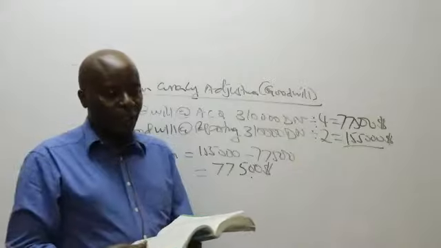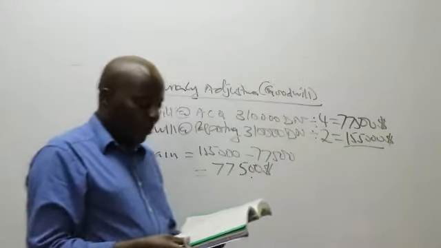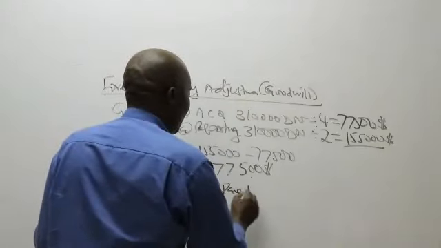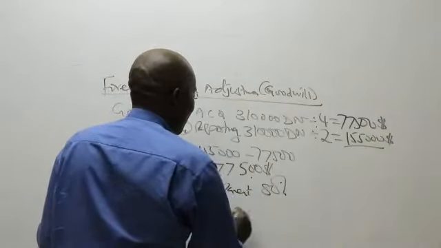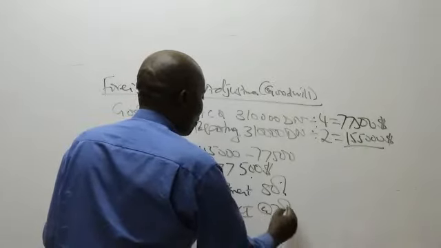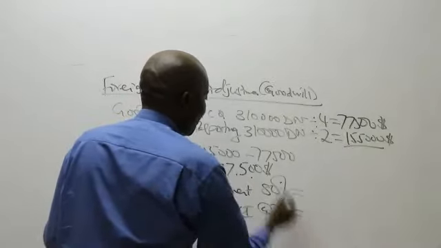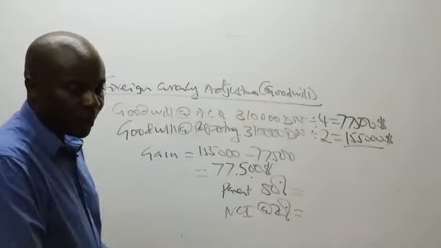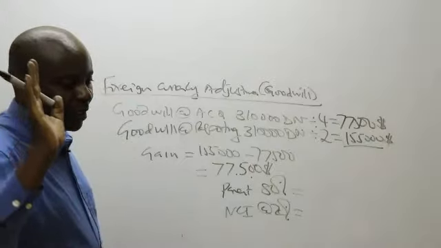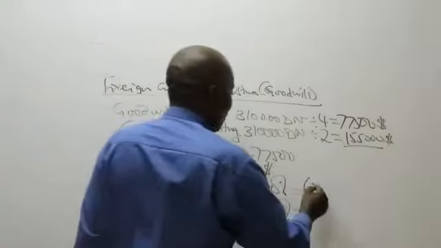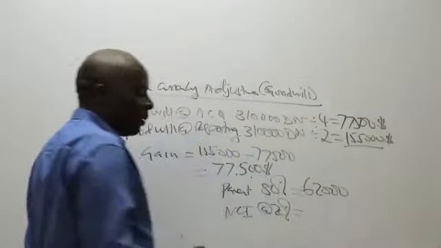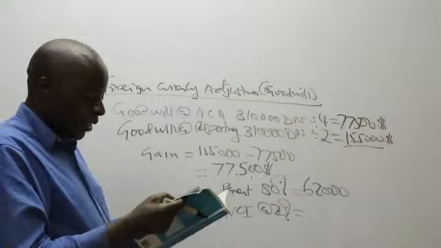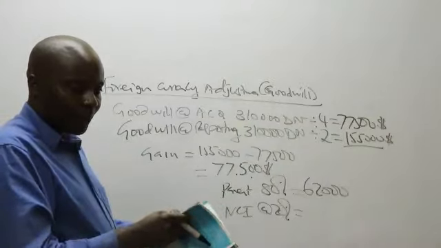We share out, isn't it? We share out the gain. Parent will be 80%, NCI will be 20%. I'm almost home. So 80% of this, 20%. Please give me these figures. I'm finishing. Trust you me, Numero tells me it is 62,000. How about NCI? 15,500.